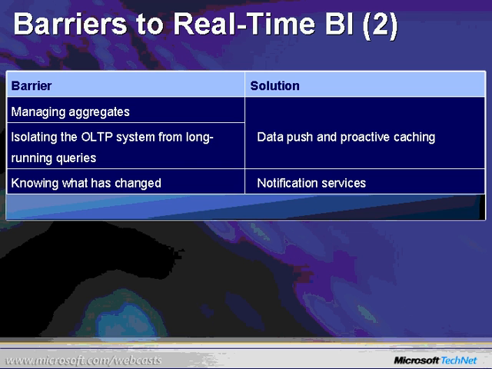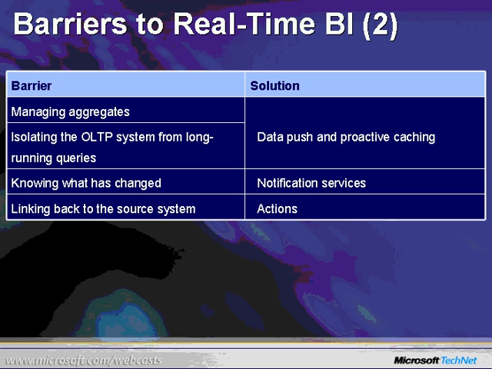And then finally, it's really been difficult in the past to link back to the original source system, especially in those cases where we really need the absolute latest, most up-to-date information. So Analysis Services in 2005 can now use actions to link back to the source database to get the latest data for making our decisions.